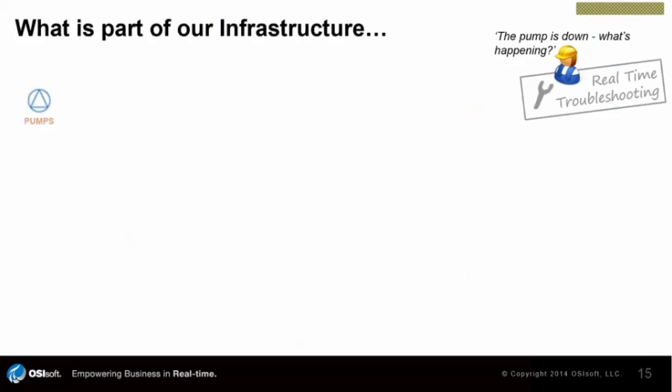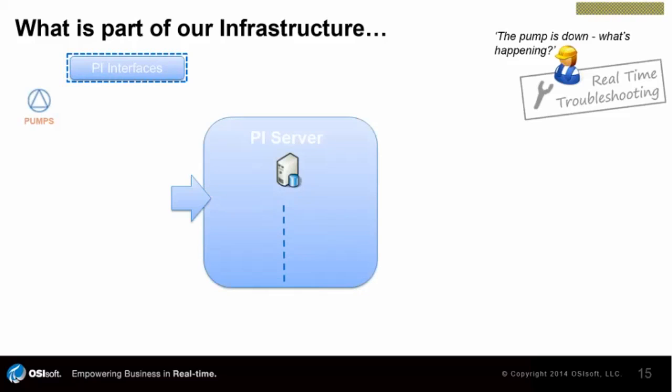So how does that all work? You've got some pumps. The pumps are generating data, and you want to be able to store this time series data in such a way that you can do your real-time troubleshooting. At OSIsoft, we provide many different interfaces that can take the data being generated by your assets and put it as time series data into the PI Server. Now, when the data goes into the PI Server, it's stored in a machine-friendly way in the PI Data Archive.